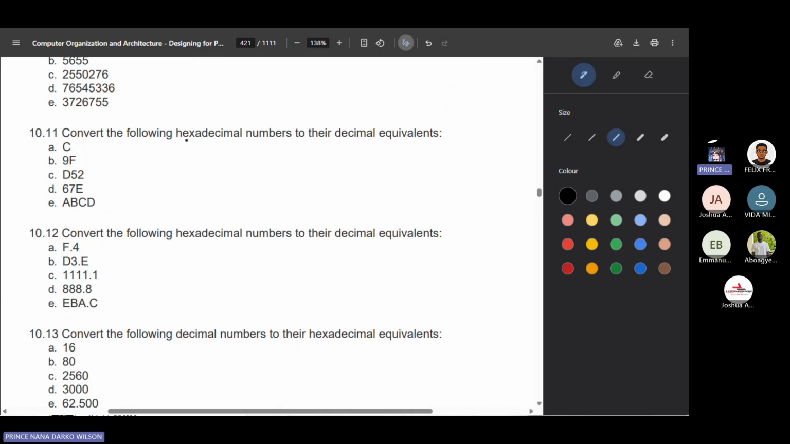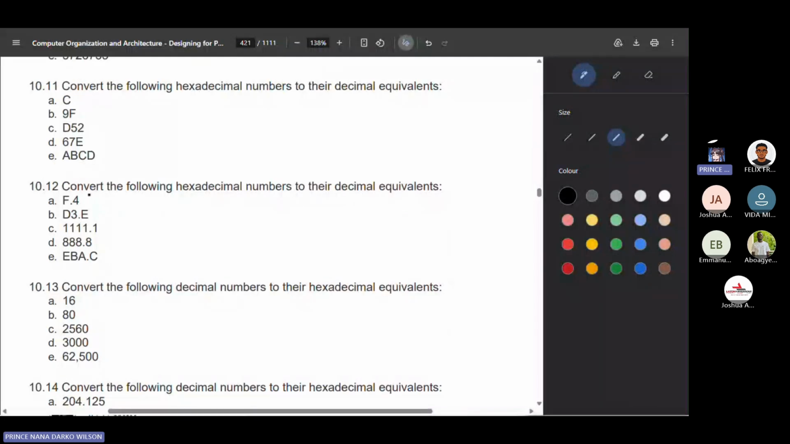This one says convert the following to their decimal equivalent. This is also a simple one. I believe we can do that, right? And this is interesting. It says convert the following to their decimal equivalents. So you can tackle this one. So 10.12.